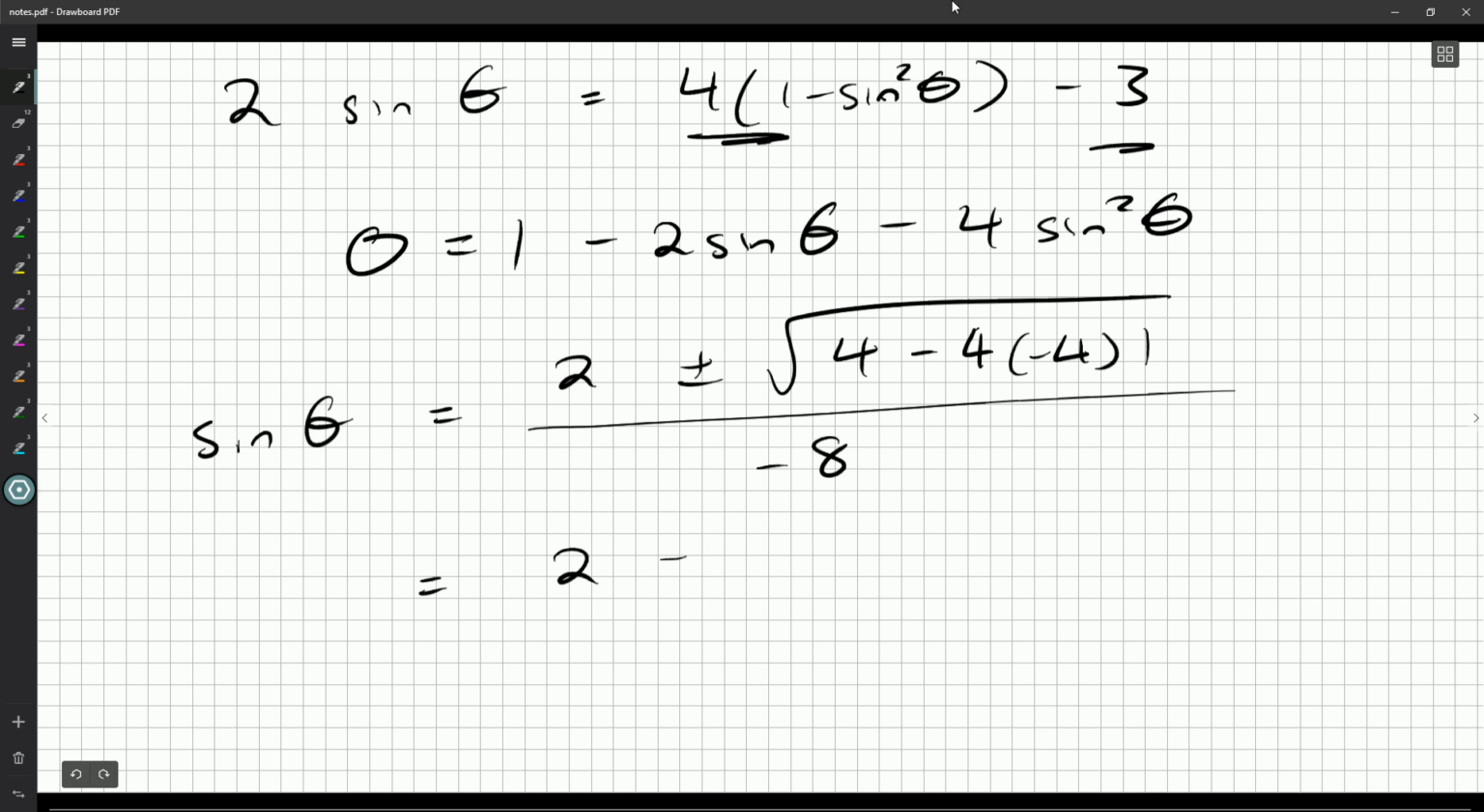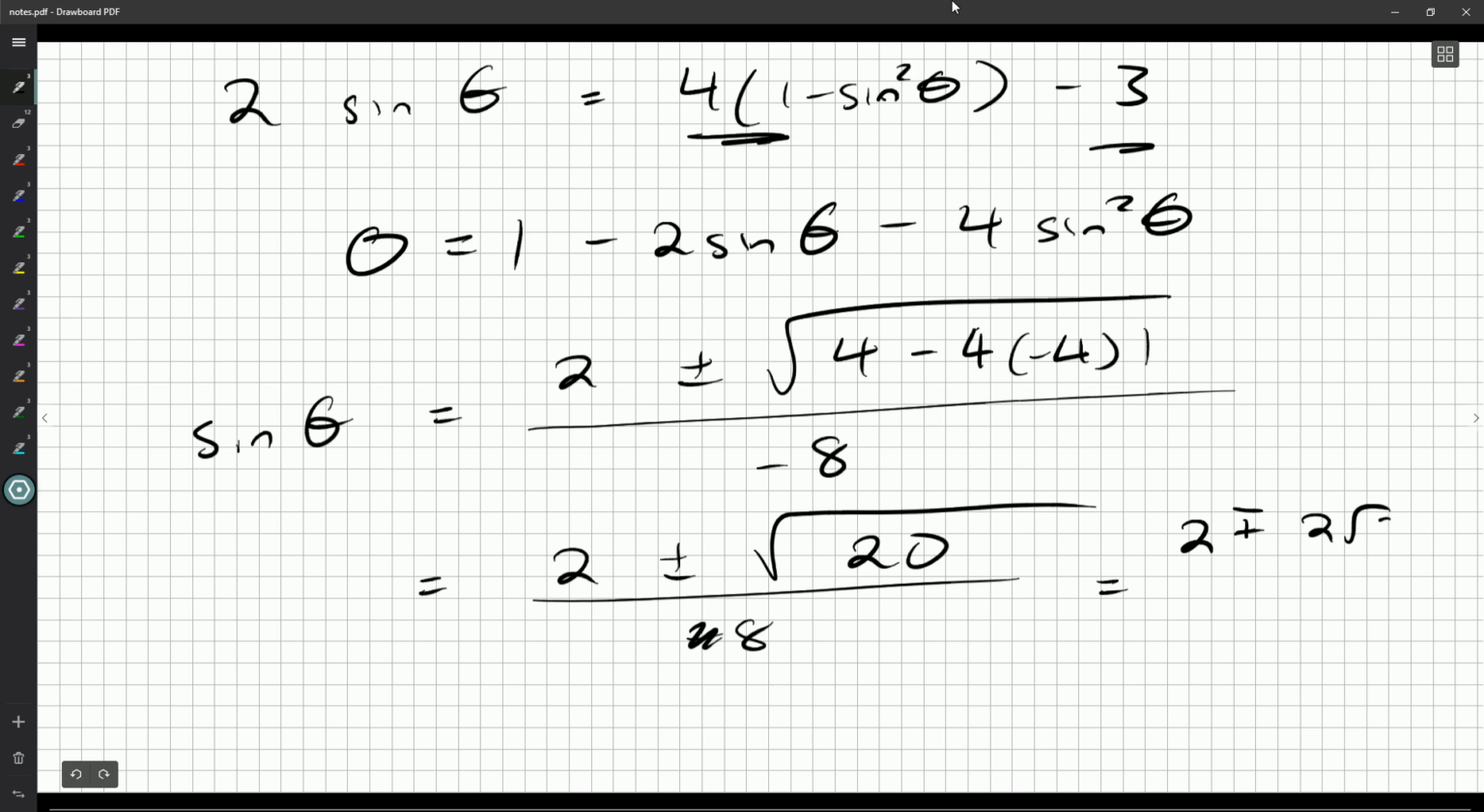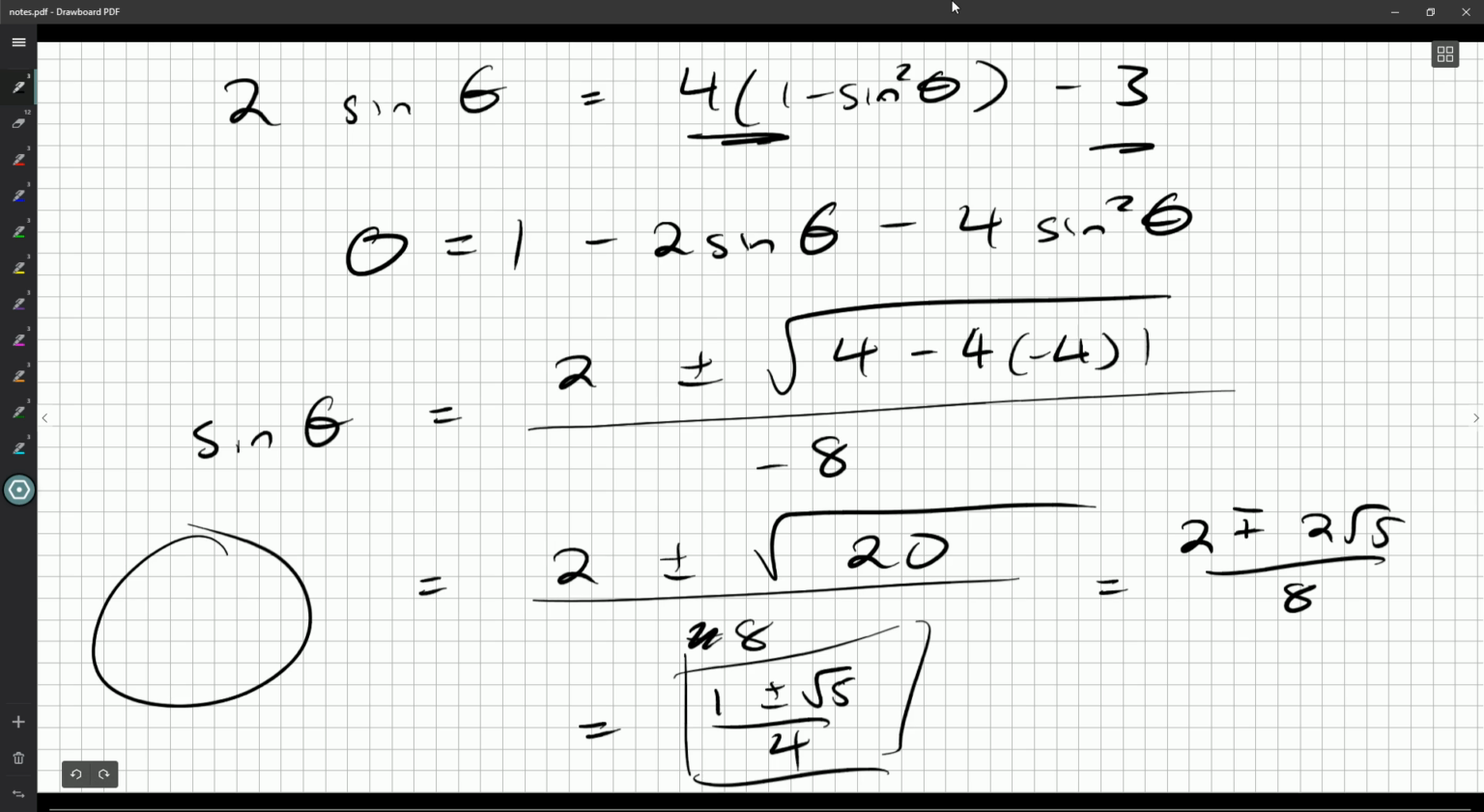And then we get 2 plus or minus square root of 20 over negative 8. I can divide, let's say I can do 2. I can get rid of this minus sign by switching the signs up here. 20 is 2 root 5. So we can get 1 plus or minus root 5 all over 4. So one of those is sine 18. Just grab a little unit circle here. Sine 18 is going to be positive.